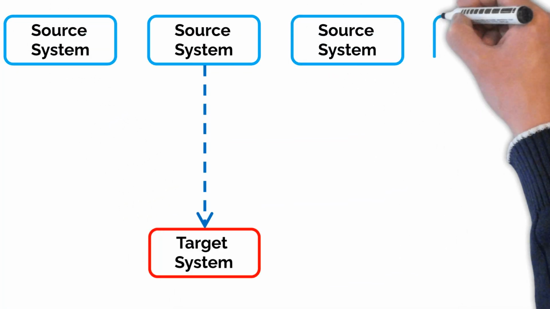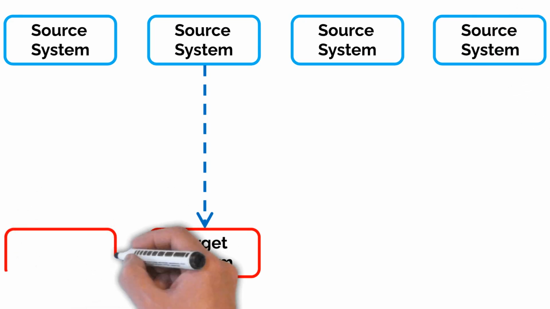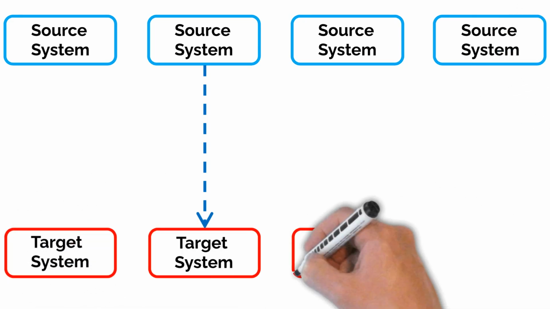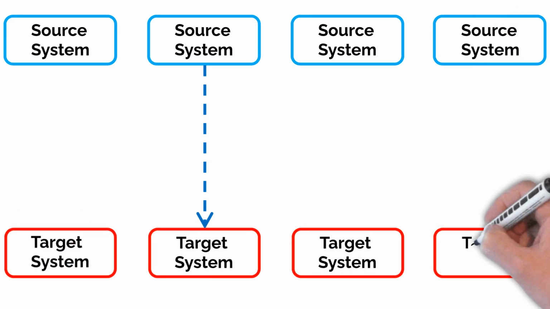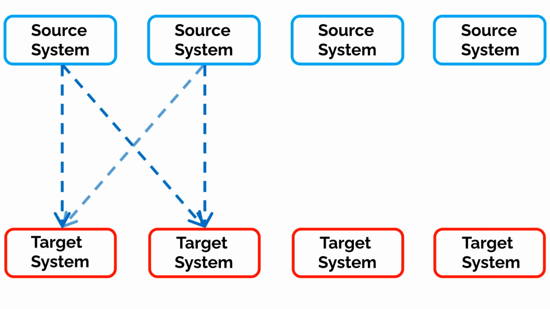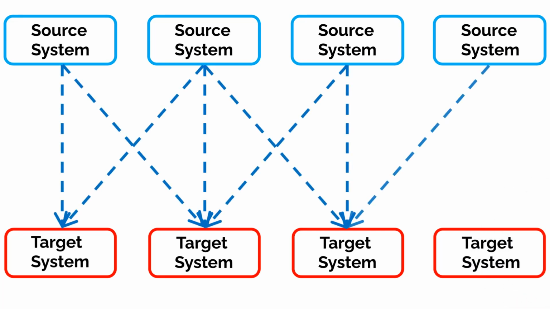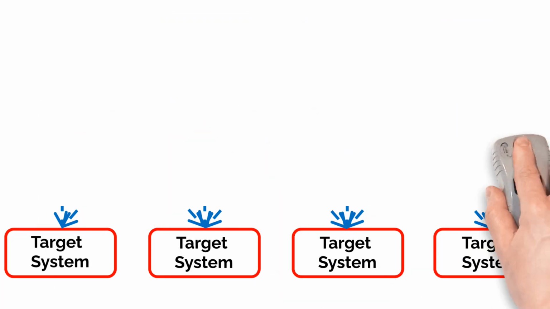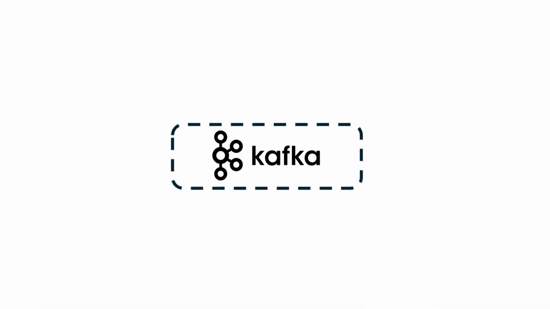You add more systems, more applications, more services, more databases. Suddenly, your once simple data pipeline turns into a tangled mess. Every source system needs to communicate with multiple target systems, and they all use different formats, protocols, and schedules. The complexity skyrockets. This is where Apache Kafka comes to the rescue.